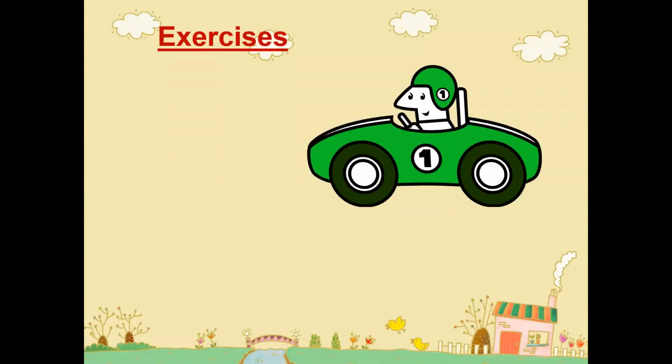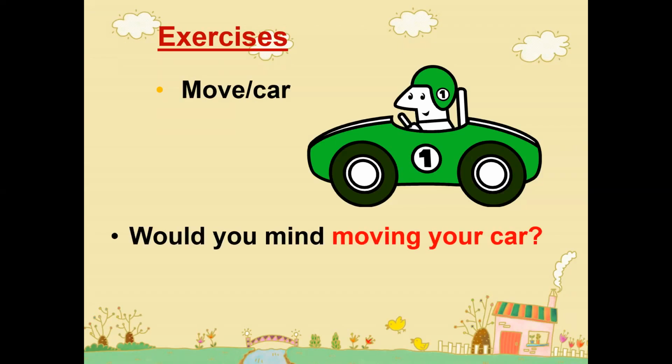Chúng ta cùng làm một số bài tập sau đây. Từ gợi ý move và car, cô muốn các bạn viết với cấu trúc would you mind. Bạn hãy chú ý would you mind cộng verb in. Chính xác, chúng ta ghi được câu như sau. Would you mind moving your car? Câu này dịch ra tiếng Việt có nghĩa là bạn vui lòng dời xe hơi của bạn được không?